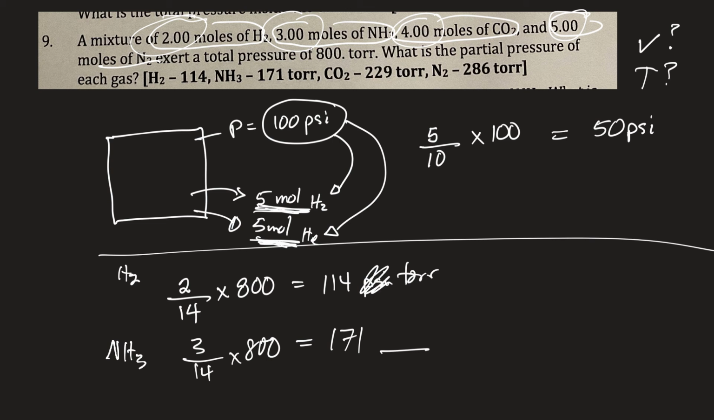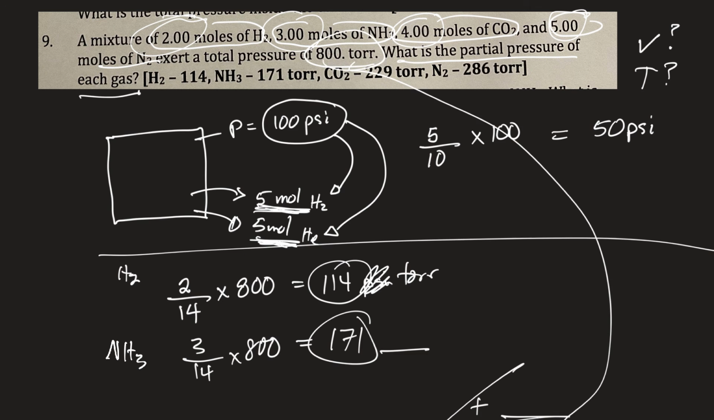Okay, so that would be the answer then, or would I add them up together? The question says, what's the partial pressure of each gas? Oh, of each gas, I see that now. Okay, so that would be my answer, those individually. Yeah. And if you wanted to at the end, add them up and make sure that you came up with the 800, that'd be good. That's how you check your answer, okay. Yeah.